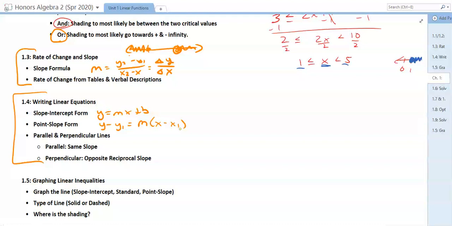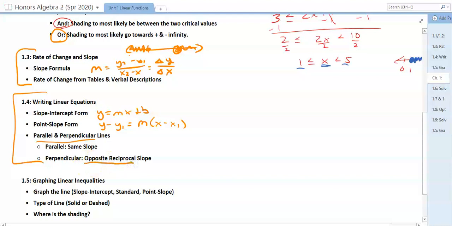And remember, we're going to use those forms to be able to do parallel and perpendicular lines. Remember that parallel lines have the same slope, right? So if I get the slope of my first line, it's going to be the same for the second line. And if I'm perpendicular, remember our word of the day from the other day, opposite reciprocal, right?